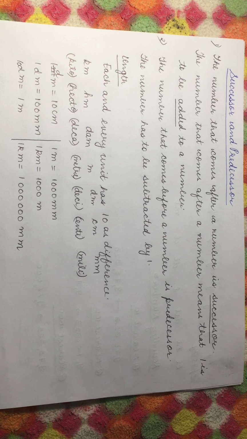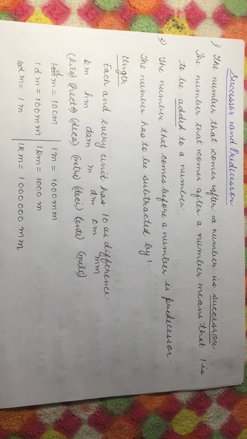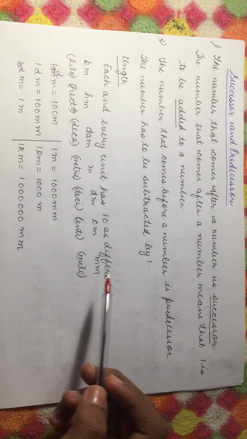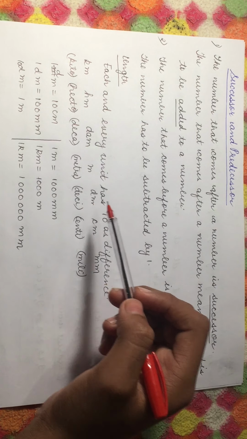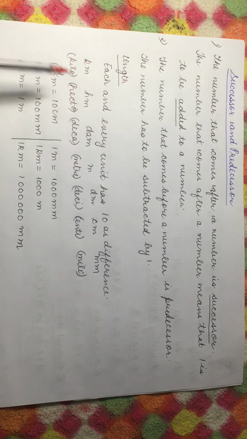So see students, over here this table you need to learn. You know that the unit of length is meter, and we do everything in meter for length. Here each and every unit has a difference of 10. Now see what units you need to learn: millimeter, centimeter, decimeter, meter, decameter, hectometer and kilometer. So these are all the units.